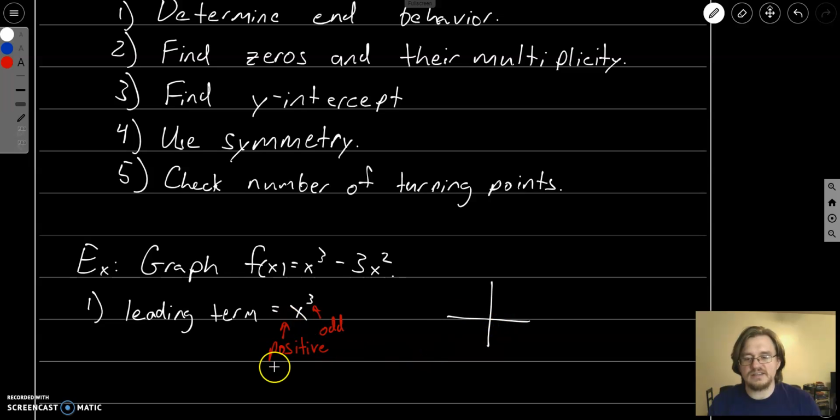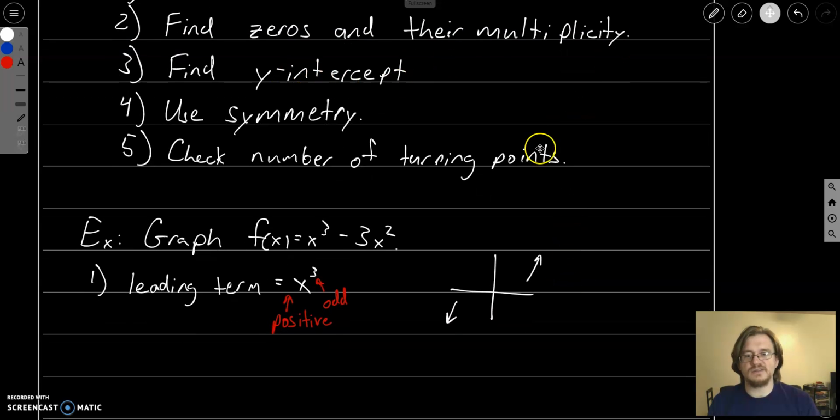in the other, and since this is positive, as x gets really big, our function is going to get really big, and as x gets really negative, we're going to go down. So who knows what our function is doing in the middle, but we know that as we go far to the right, we're going to go up, and as we come to the left, we're going to go down.